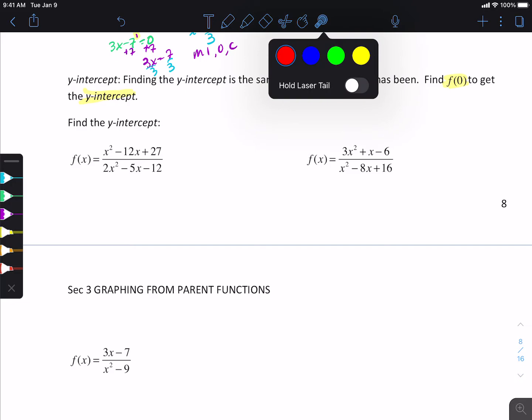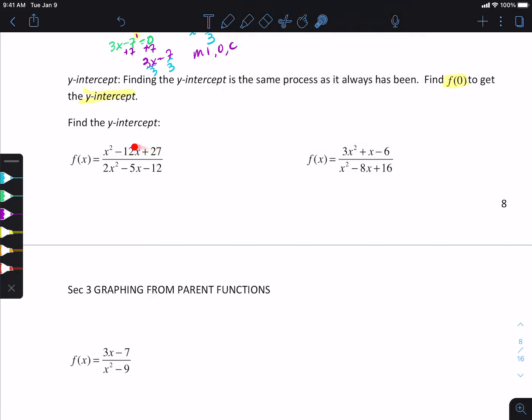Now, if you remember from our polynomial unit, in order to find the y-intercept for a polynomial, it ended up being the constant, right? So now we have two polynomials divided on top of each other. When you plug in 0, notice you'll get the two constants over each other. So you'll get 27 over negative 12, or if you're actually plugging it in, you'll have 0 squared minus 12 times 0 plus 27 over 2 times 0 squared minus 5 times 0 minus 12.